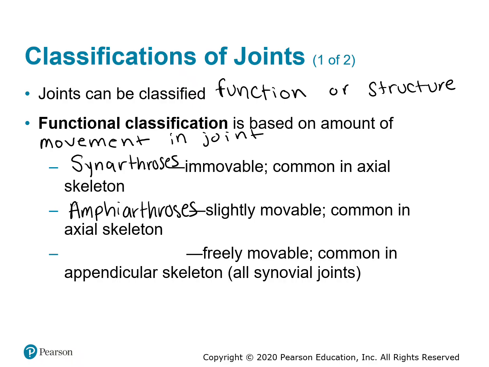And amphiarthroses are slightly movable joints. That's going to be like between your atlas and axis, there are some slightly movable joints. Some stuff in your neck, your jaw, your temporomandibular joint is a slightly movable joint. Okay? And then last, we have diarthroses.